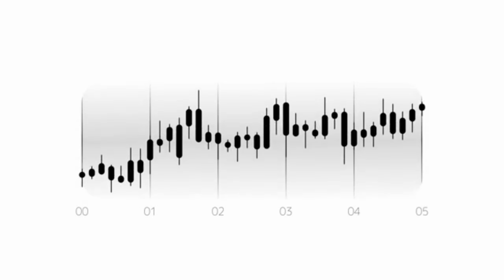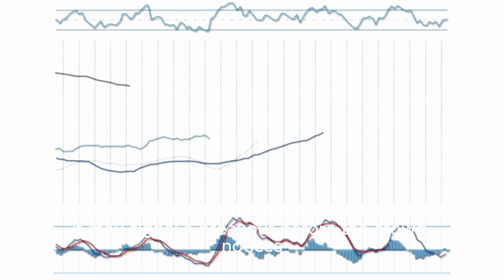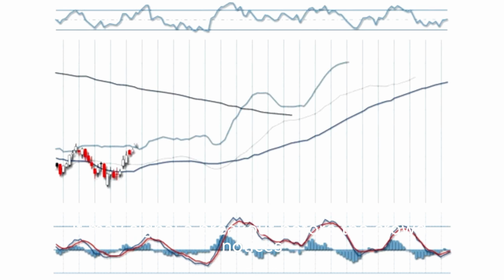Step 3. Use the histogram to detect early momentum shifts. Here's the trick experienced traders use. Instead of reacting to crossovers, watch the histogram slope. If it's rising strongly while price is still in consolidation, it may signal a breakout before the crowd notices.